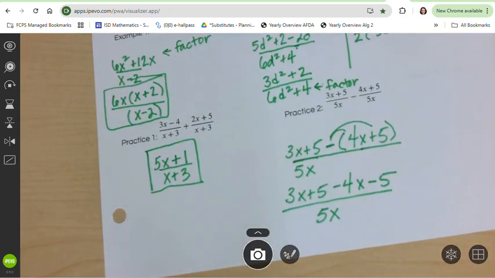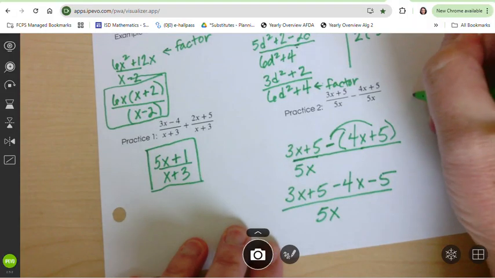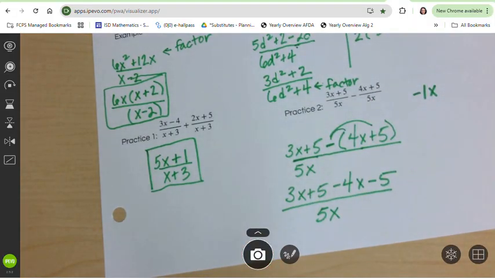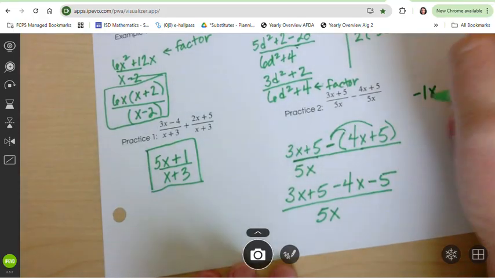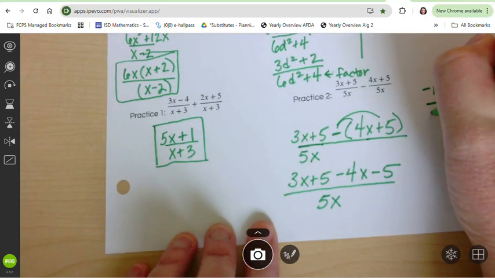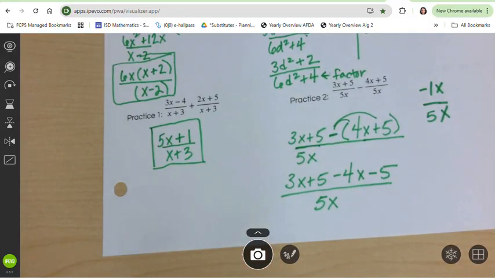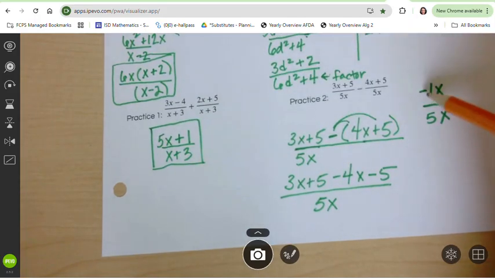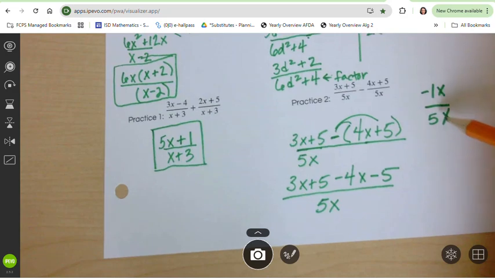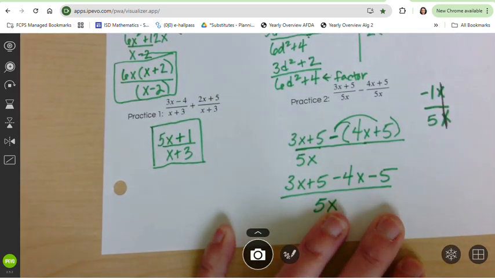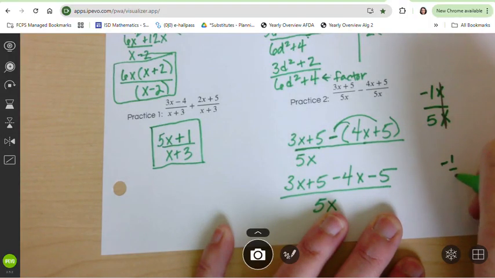So 3x minus 4x gives you negative 1x. And what happens with 5 minus 5? They cancel, right? They're gone. So I have negative 1x over 5x. Does anything else cancel? Your x's cancel, right? Because this is negative 1 times x, 5 times x, and multiplication and division undo each other. So those will cancel, and your final answer is just negative 1/5.